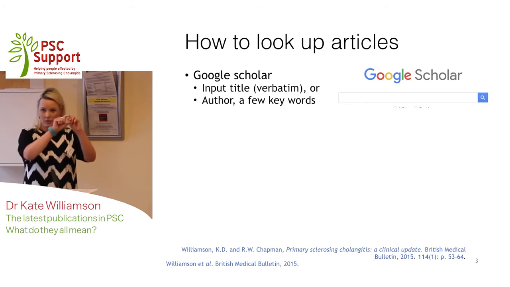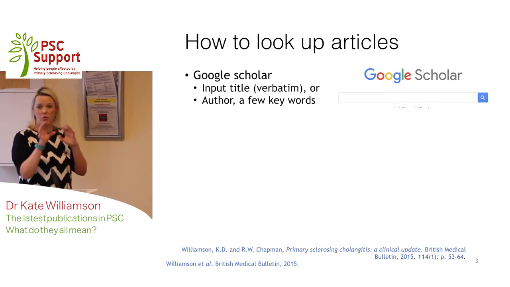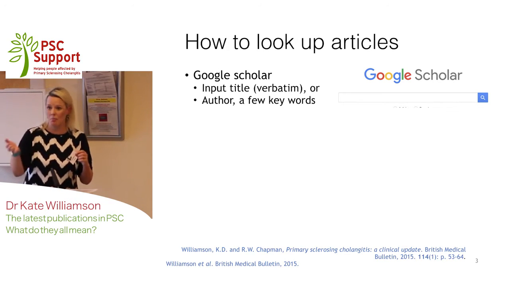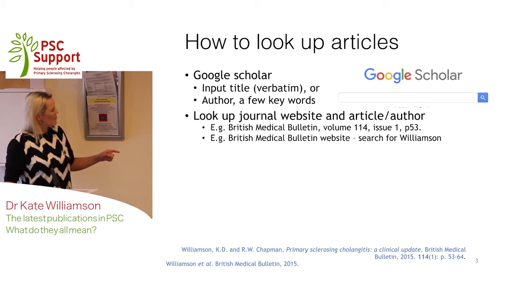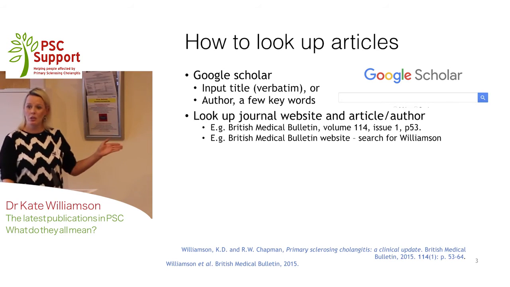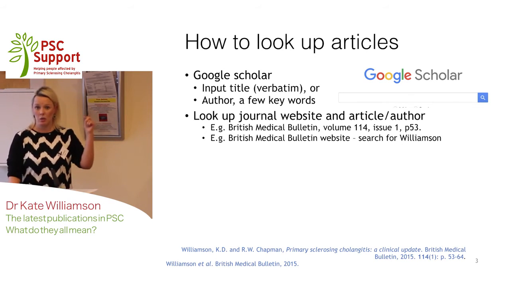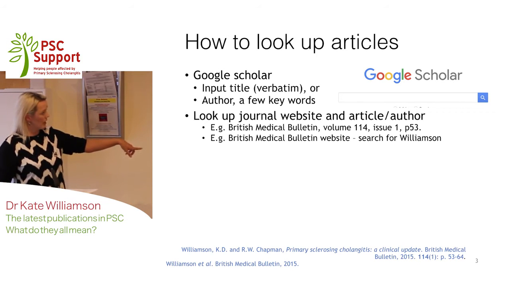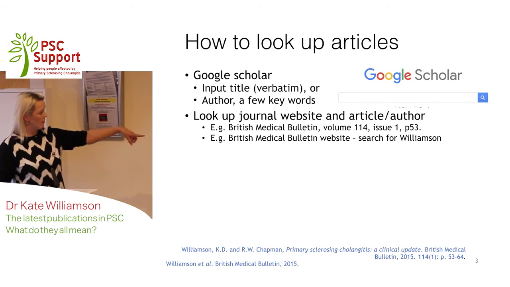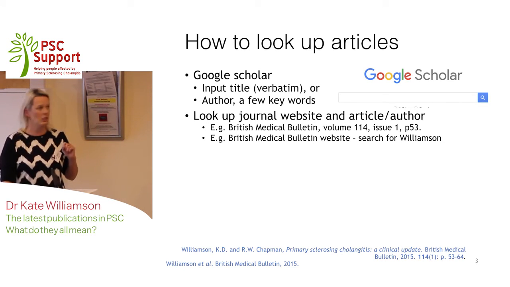You can just copy and paste the whole title of the paper if you know the title, or you could put a few key words like Chapman and primary sclerosing cholangitis and probably find all of his publications. It'll be a very long results section. Or if you know what the journal is, you can look up that journal's website and then in their search engine look for that author or some of the keywords in the title. For example, from the example I've got down there, it's volume 114, issue 1, so you can go and look up that actual volume and issue.